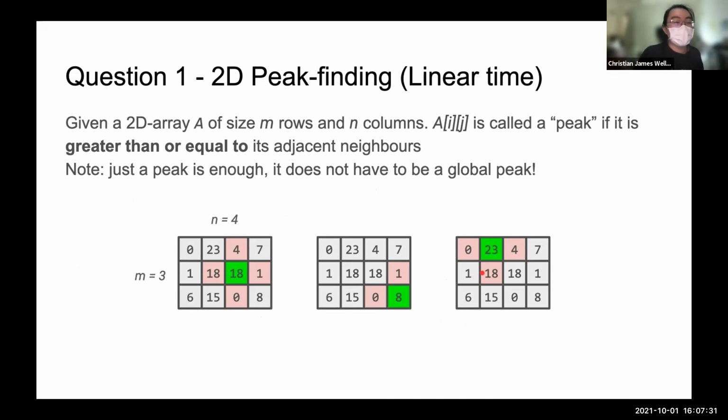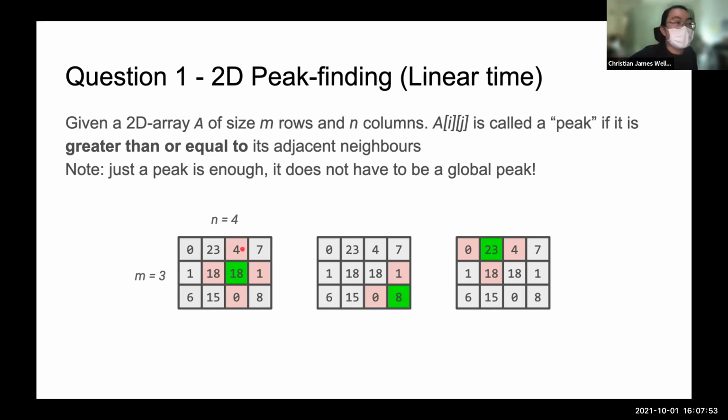So we start with a 2D array of m rows and n columns. We call a particular cell a peak if it's greater than or equal to its adjacent neighbors. So it can be equal, like 18 and 18 here. But if it's greater than or equal to all its neighbors, it's a peak. It makes intuitive sense.